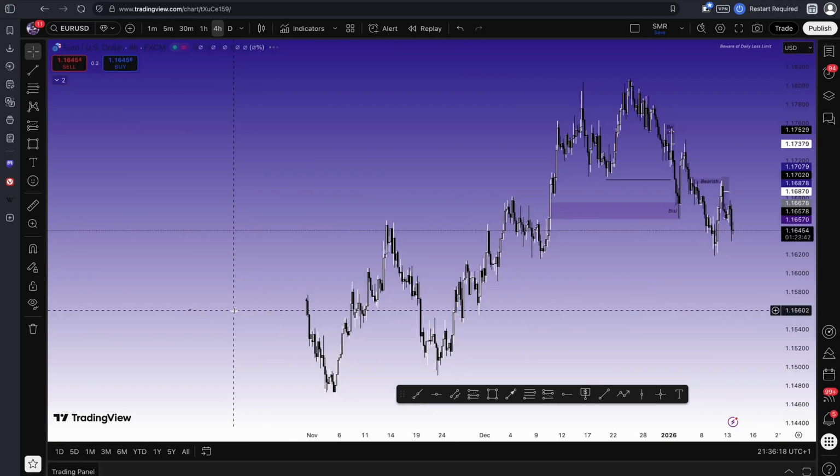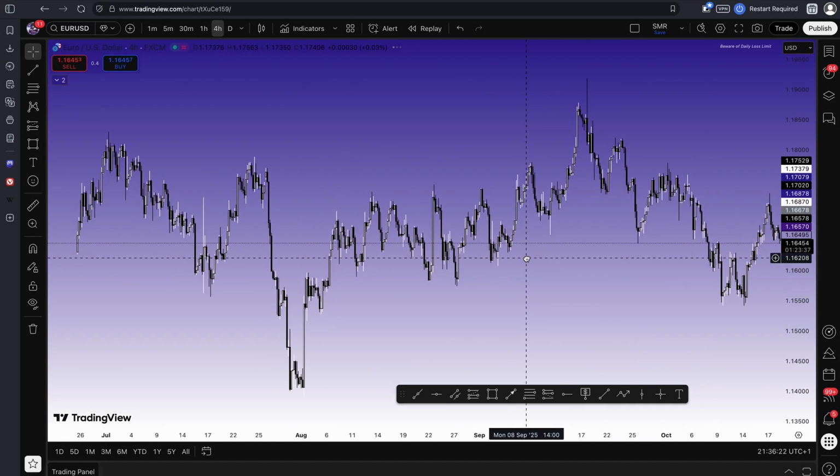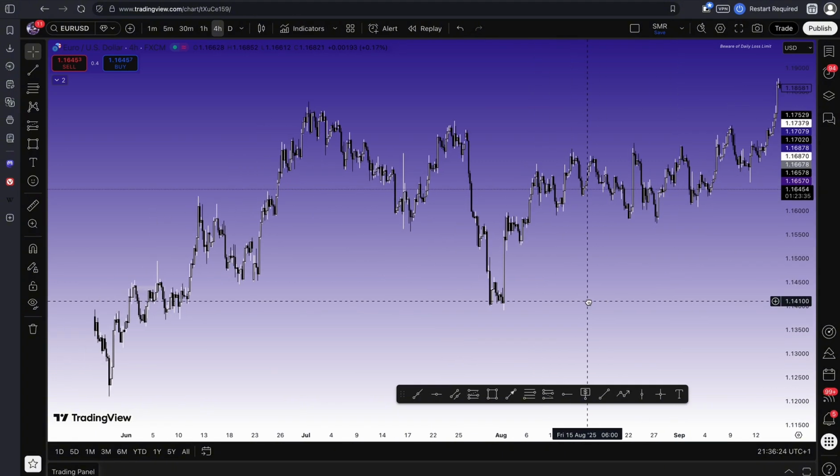So let's go into the 4-hour charts first because we start on the higher time frames. We don't care about the lower time frames. We only use the lower time frames for entry. Our strategy is based on IRL to ERL. We take trades from IRL to ERL. If you don't know what that means, it means internal range liquidity to external range liquidity.